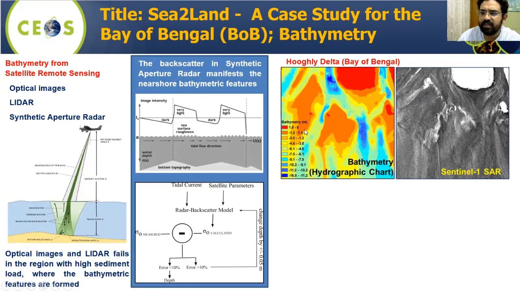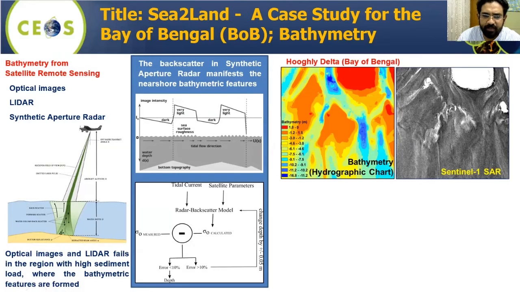As you can see in the right hand image, the bathymetry from the hydrographic chart and the Sentinel-1 SAR image are shown for the Hooghly Delta, which is basically in the Bay of Bengal. Now, the features or the backscatter pattern coincide with the bottom topography. The depositional features are basically transient in nature, and the SAR images are used to estimate the updated bathymetric values.